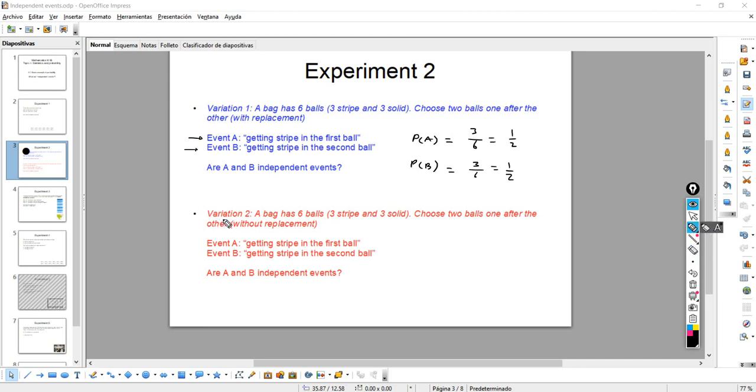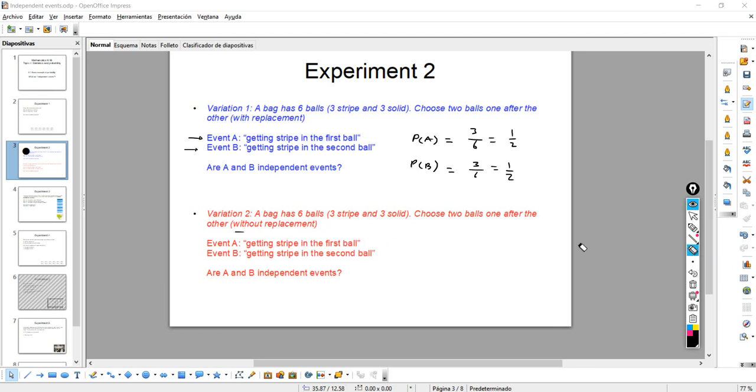Now in the second variation, we perform the same experiment. The only difference is that we are not going to replace the first ball when we draw it. So you have the bag, you take out the first ball, and you leave it outside. You keep it there, and then you take out a second ball. The problem is that once you have taken ball number 1 and left it outside, that already changes the configuration of the experiment for the drawing of the second ball, and that's going to change the experiment, right?